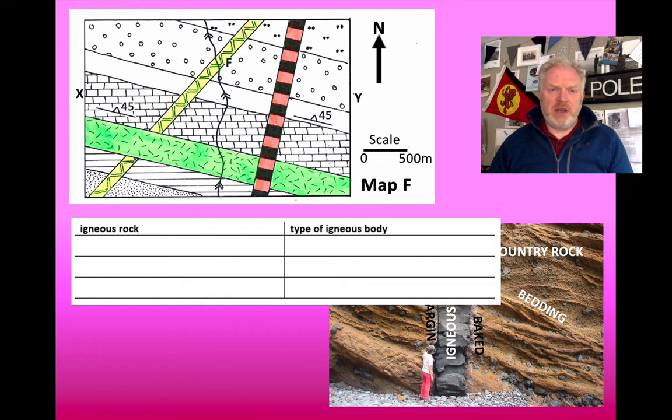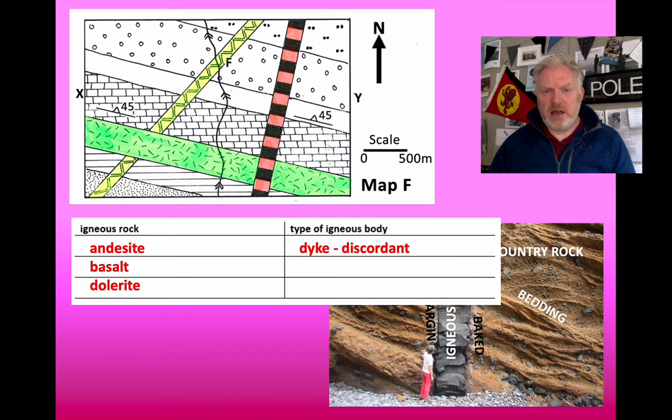We then had to identify the igneous rocks and the type of igneous bodies that we find these in. So we've got andesite, we've got basalt, and we've got dolerite. We can tell that, of course, from the key to each of these maps. Now the andesite here is in a dike. That's the zone that's coloured red. It's got the black and red squares on it. That forms a dike. It's long and thin and it's discordant. It's cutting across the bedding in this area.